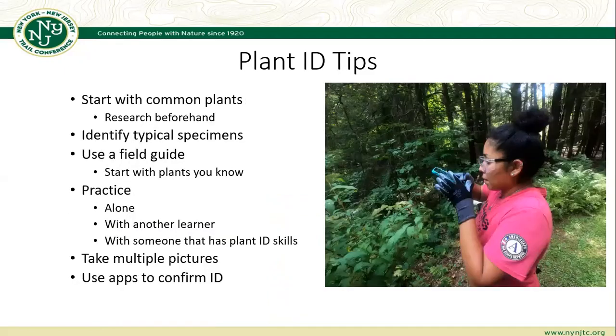So I have some tips for you. My first tip would be start with the common plants in the area. And you could research this beforehand. Think about common trees like maples and oaks, ashes. There are different species of these trees that you're probably already pretty familiar with the general shape of the leaf, that you could be able to identify them more easily than some of the plants that you're less familiar with.